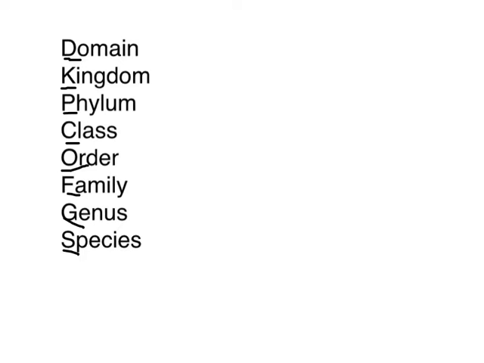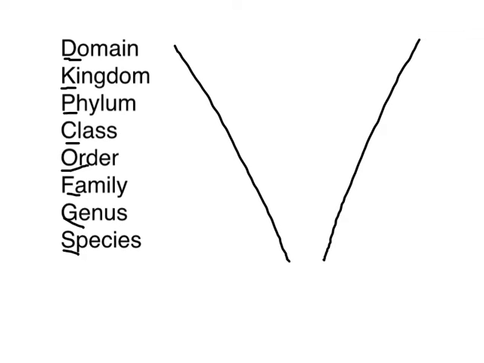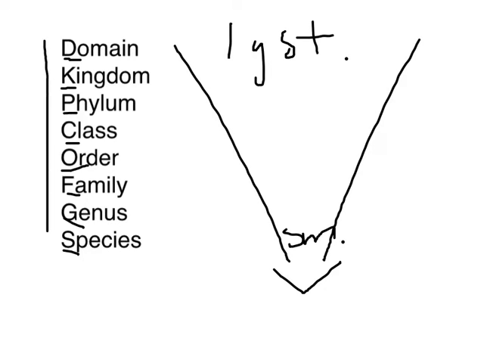A couple things about this scheme. The biggest category is at the top, okay? So here's the largest, here's the smallest category at the bottom, okay? Also, though, as you move down this list, you get more in common.